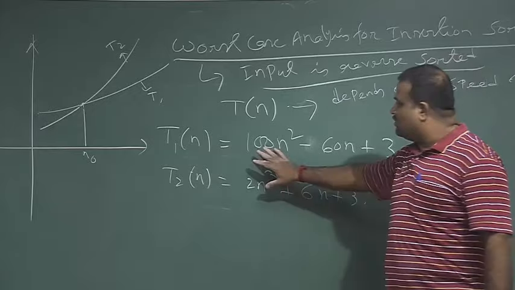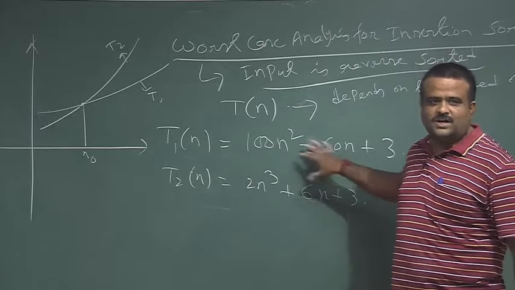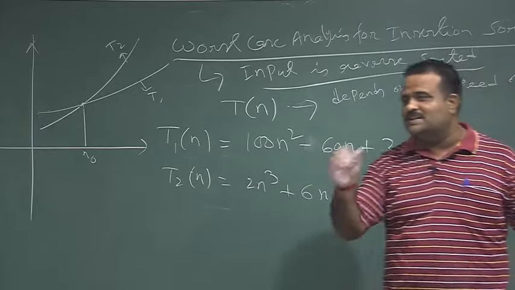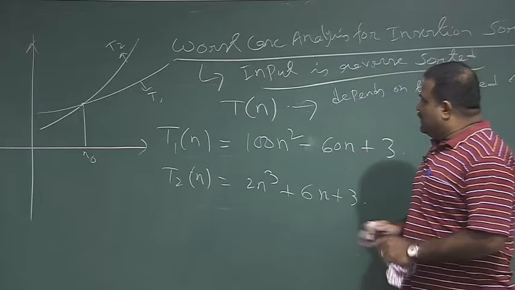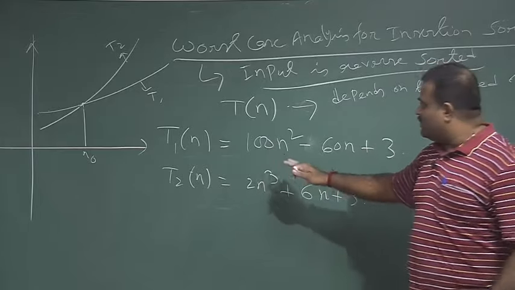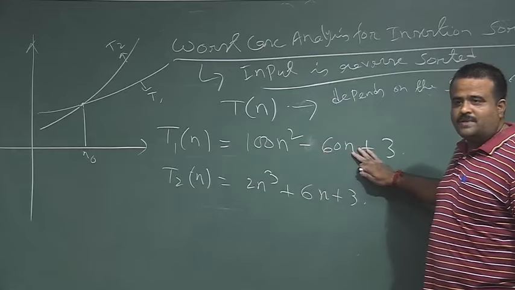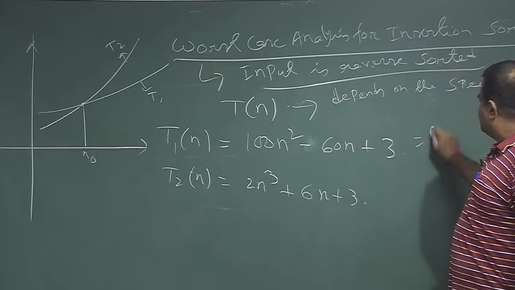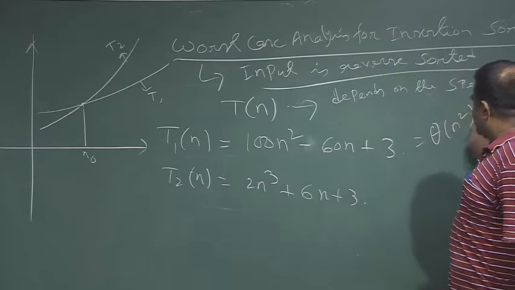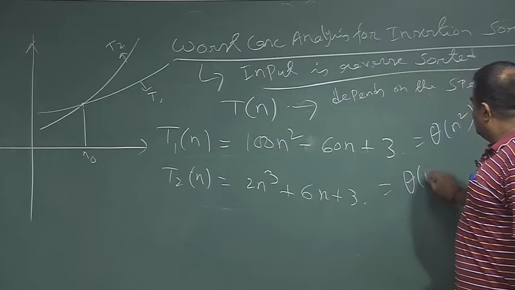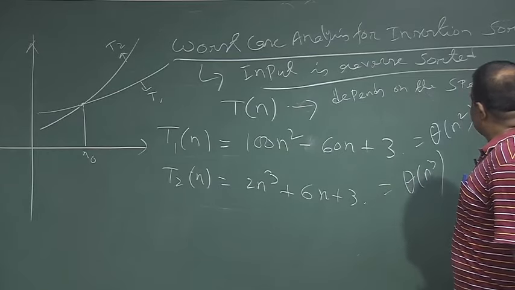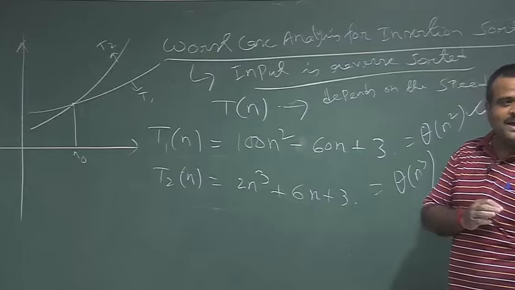We want to get rid of these constant terms, which are basically machine dependent terms. How can we get rid of them? We just ignore the constant term, we ignore the lower order term, and then we ignore the leading coefficient. So this is basically order of n square and this is order of n cube. So this is better, in the asymptotic sense.